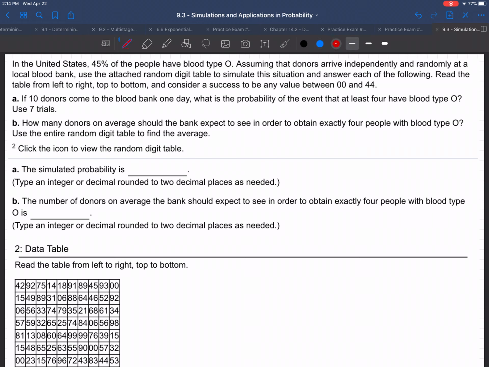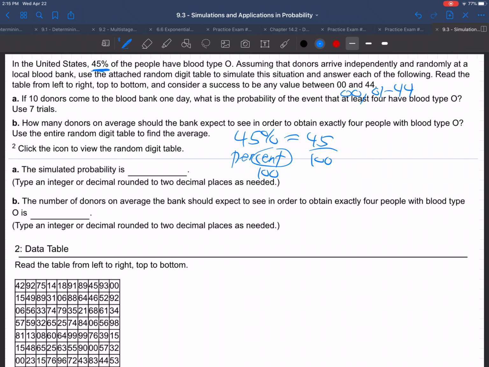Well, they're saying that 45% of the people have type O blood. 45%, remember that means 45 per 100, right? The very word percent, like century is 100 years, means per 100, divided by 100. That means 45 in every 100 people have type O blood. So that's why we're using the digits 00 and 01 through 44.